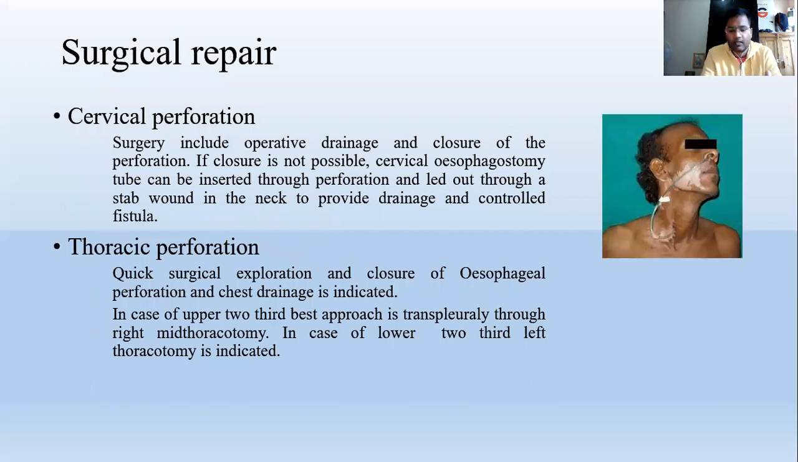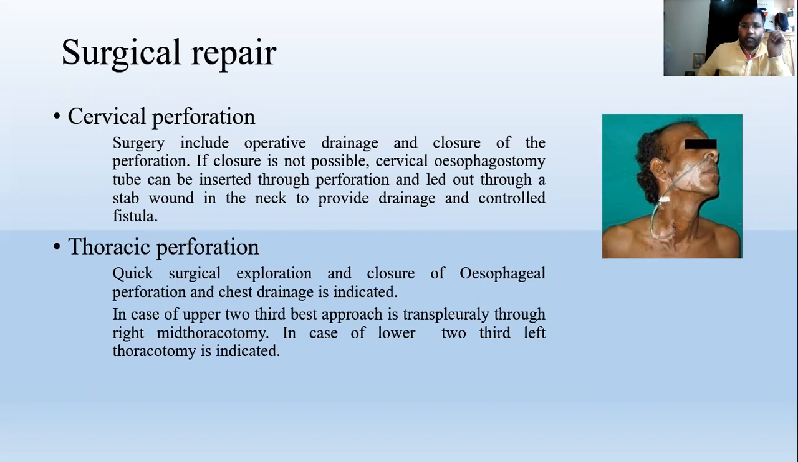If the esophagus is ruptured in the cervical part, then you have to go through just above the clavicle, and if it is the thorax part, then through the right subcostal regions. So what should be done in cervical perforation? Surgery includes operative drainage and closure of the perforation. If closure is not possible, then a cervical esophagostomy tube should be inserted through the perforation and led out through the stab wound in the neck to provide drainage and control of the fistula.